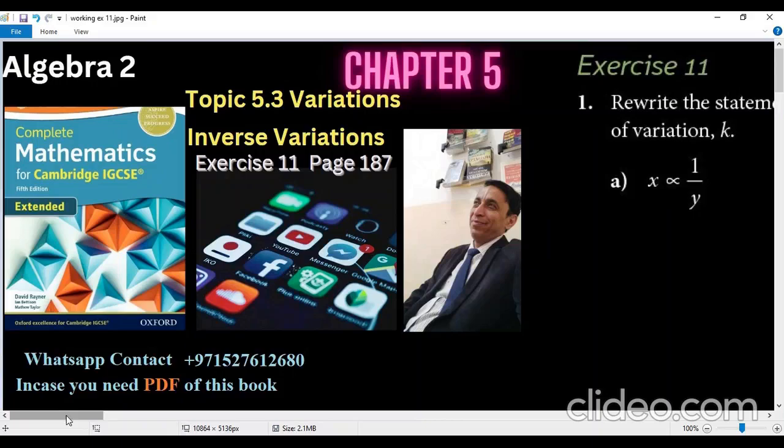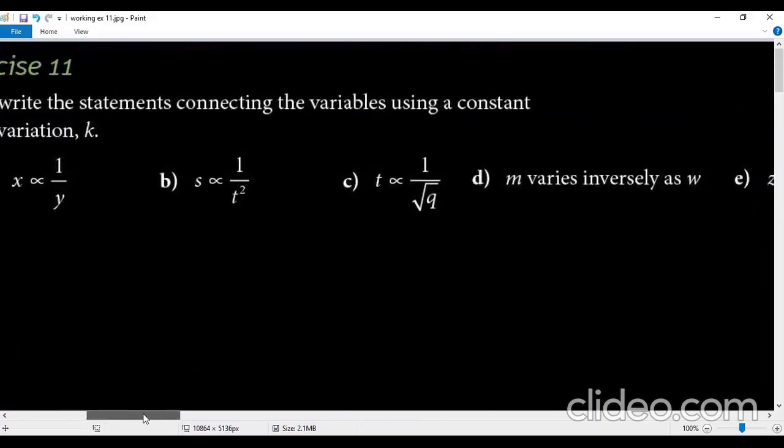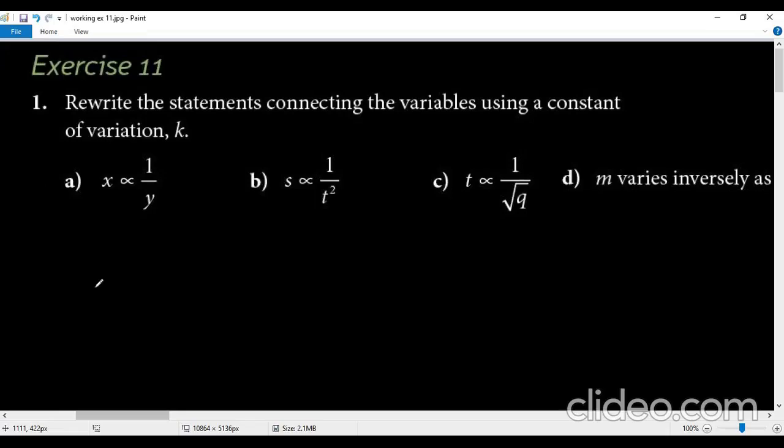Now we will go directly to question number 1. It's exercise 11, and the first part says rewrite the statements connecting the variables using a constant of variation k. So the best way to write is y equals k over y. This is going to be your answer. S equals k over t square. This is going to be your answer.